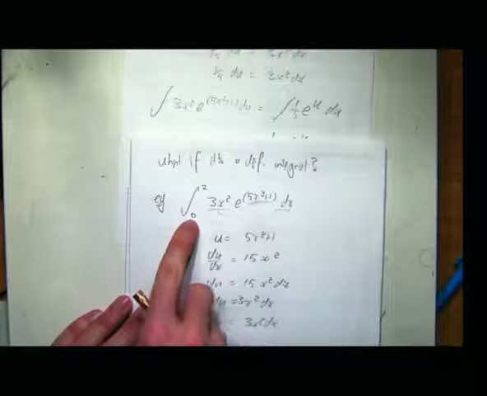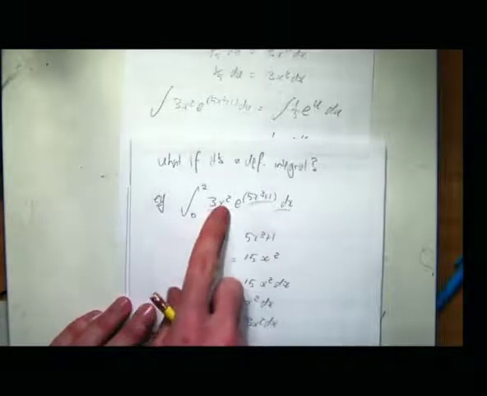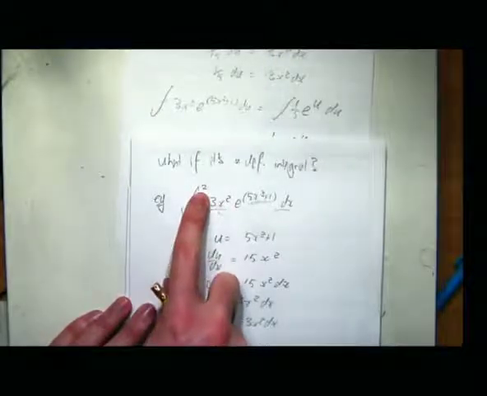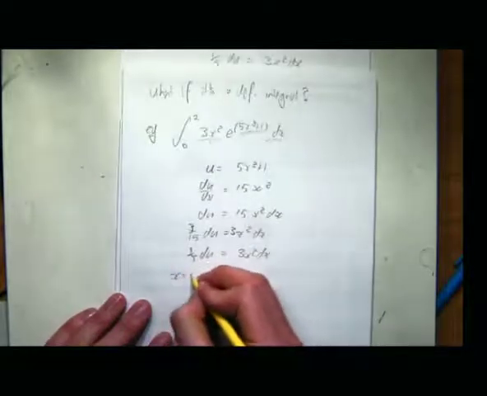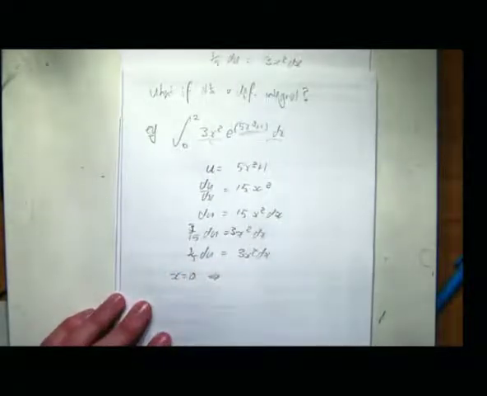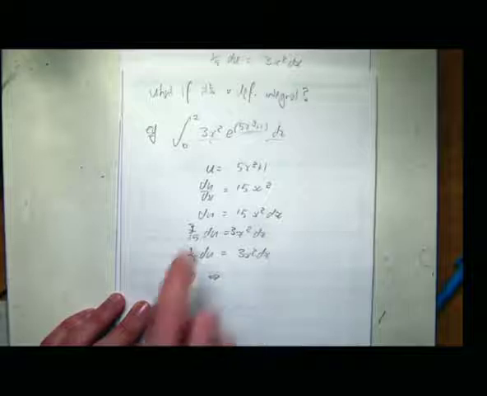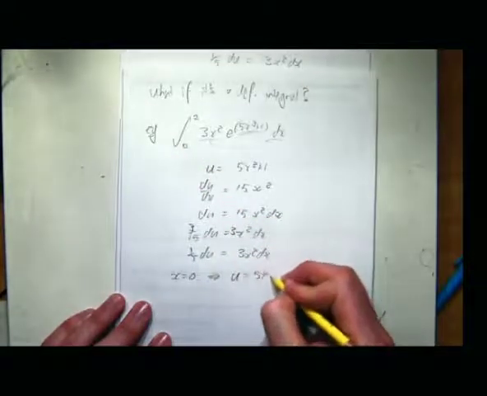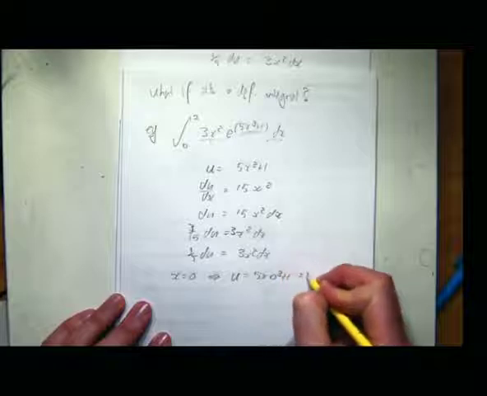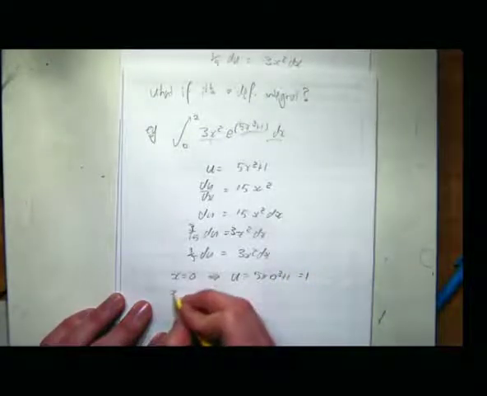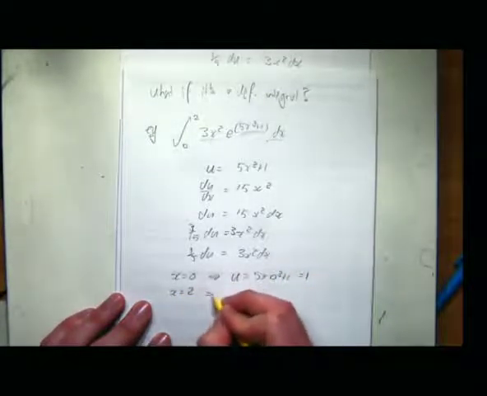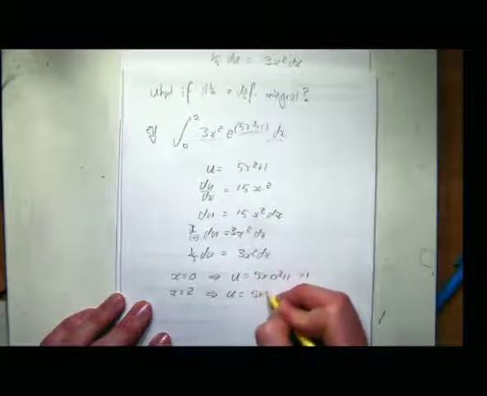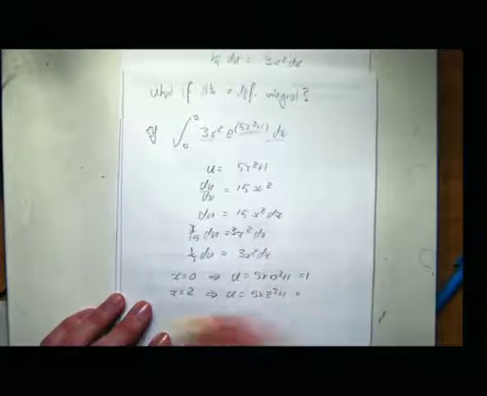But the thing is that this 0 technically is x equals 0. And this 2 here technically is x equals 2. So what I'm going to do is I'm going to say, well, if x equals 0, what does that mean about what u is equal to? X equals 0 means that u would be equal to 5 times 0 cubed plus 1, which is 1. And if x is equal to 2, that means that u is equal to 5 times 2 cubed plus 1. 2 cubed is 8, times 5, which is 41.